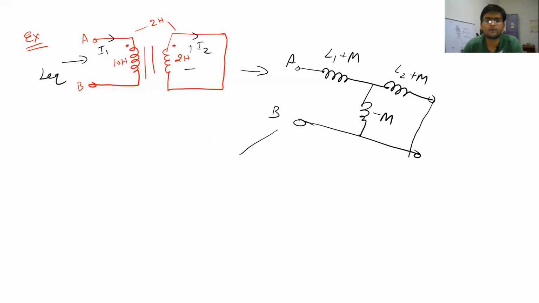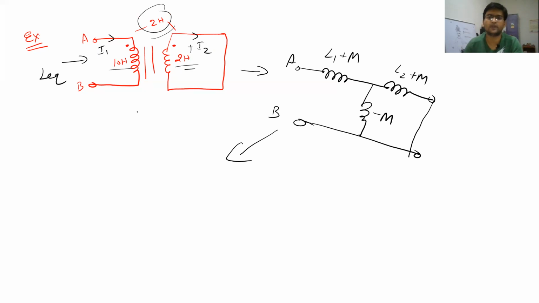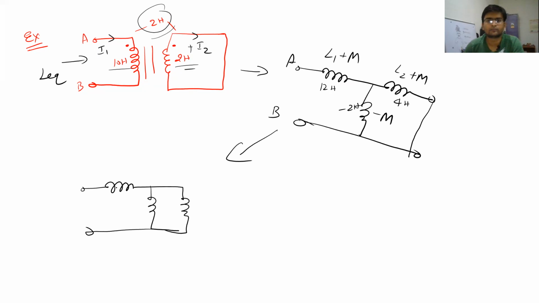So let us quickly put the values. What is your L1? It is 10 Henry, L2 is 2 Henry, and M is also 2 Henry. So the first coil will have 10 plus 2, which is 12 Henry. Then 2 plus 2 is 4 Henry, and this minus M means minus 2 Henry. So you have a simple circuit like this. 12 Henry, minus 2 Henry and 4 Henry.